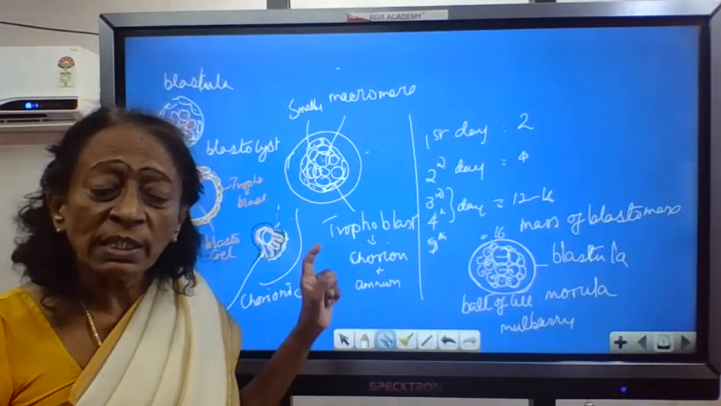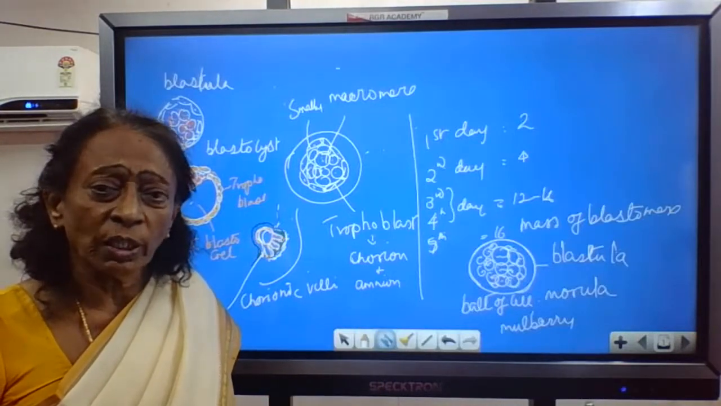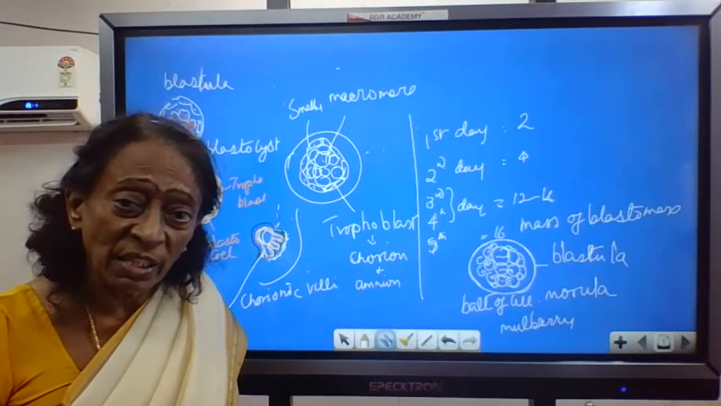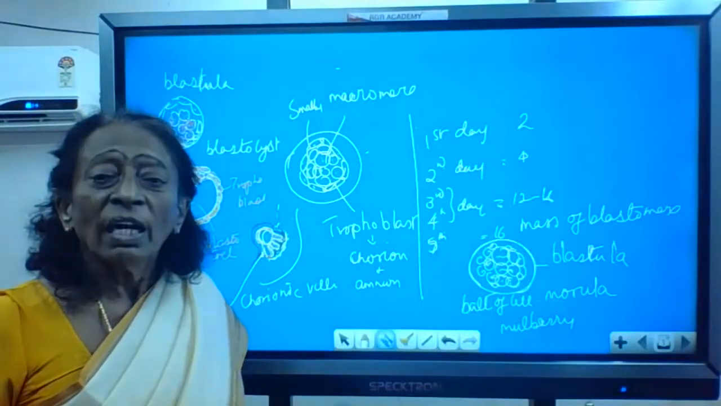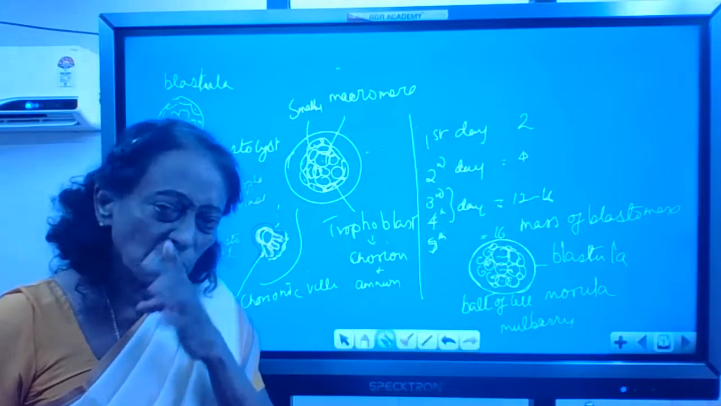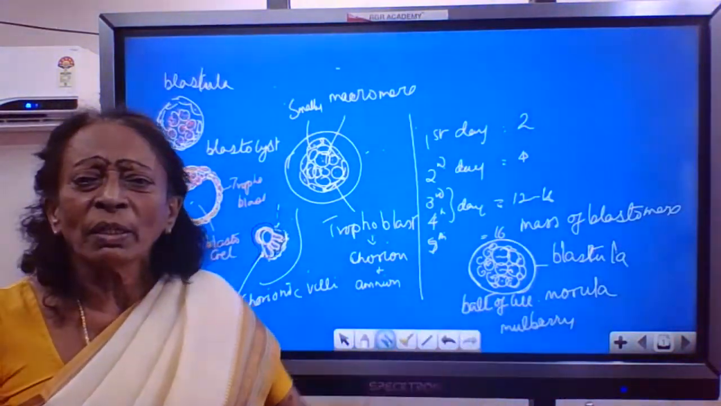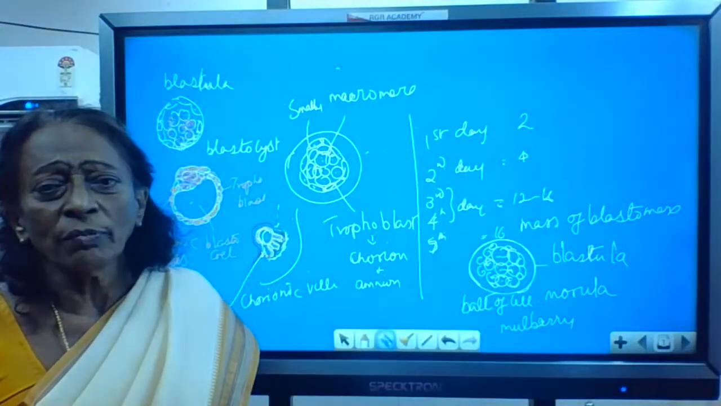Then the difference between blastocyst and blastula. The blastocyst has a cavity, the blastocoel, and the embryonic mass is pushed to one side, surrounded by the trophoblast. This is one question. Then what is the placenta? The functional and structural unit of the developing embryo. A famous multiple choice they can give you.